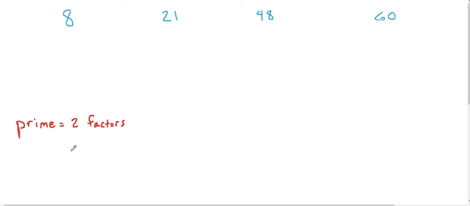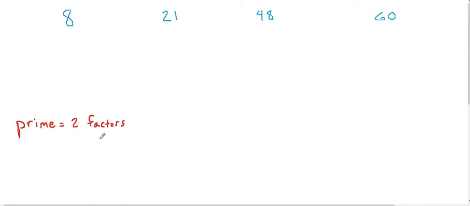So what are the factors of 3? 1 and 3. What are the factors of 4? Well, a little more complicated. Could be 1 and 4. Could be 2 and 2. Right? Depends. That's all possible factors. Factors are numbers that multiply together.